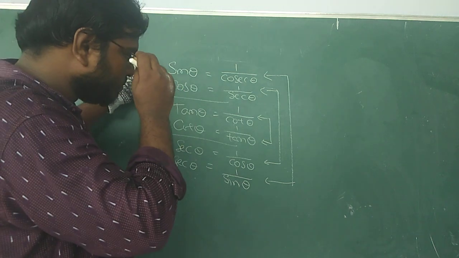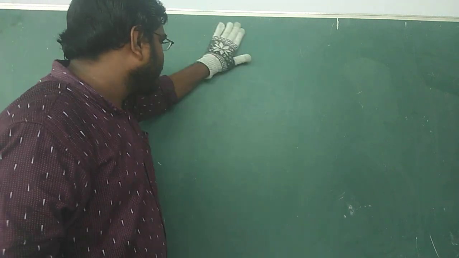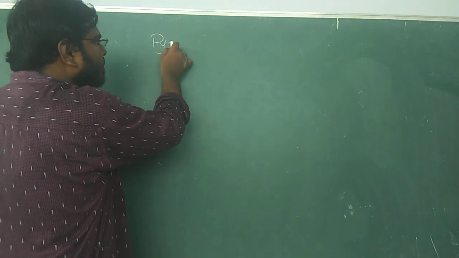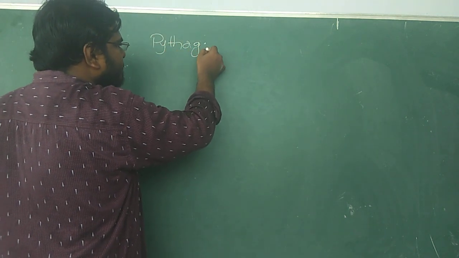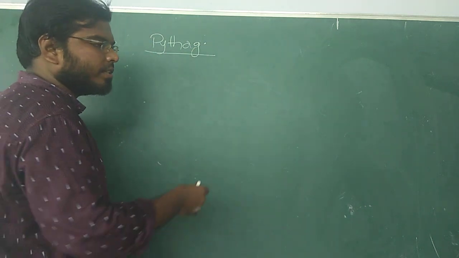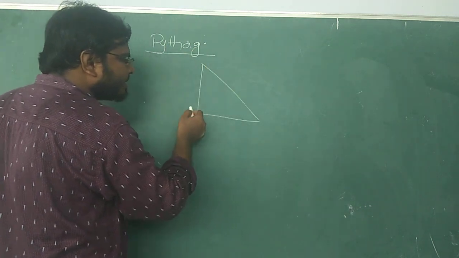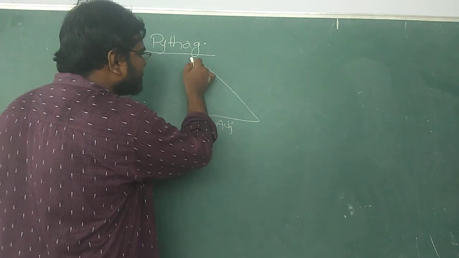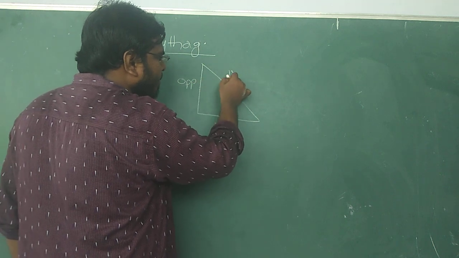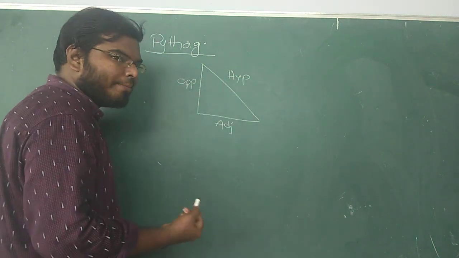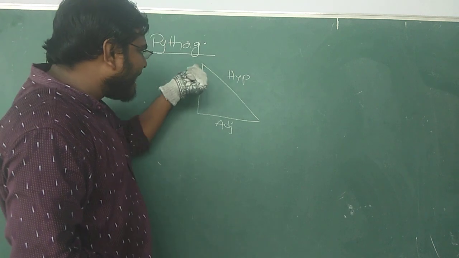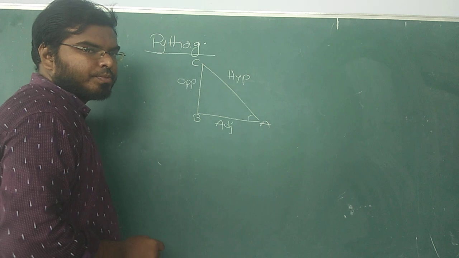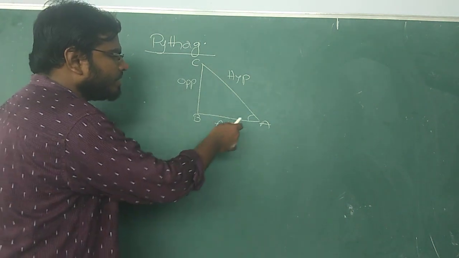And listen. Now try to solve some problems here. Pythagoras formula, Pythagorean formula. Listen, what is the Pythagorean formula? If I take this right angle triangle, we know that this is the adjacent side, this is the opposite side, this is the hypotenuse. Now I am giving names to these angles. This is A, this is B, this is C. Now listen, what is the Pythagorean formula?